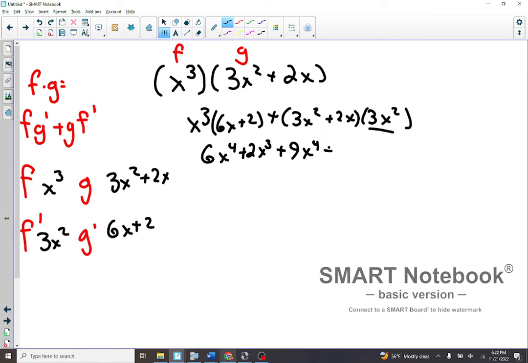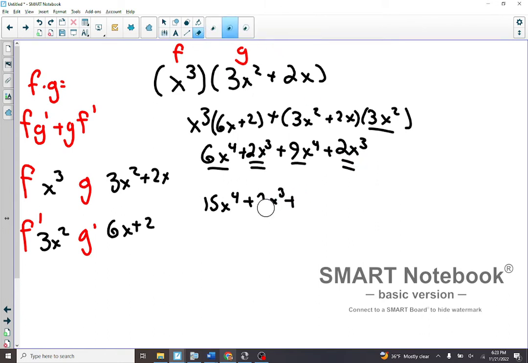9x to the 4th plus 2x to the 3rd. Yep, to the 4th, my bad. No, to the 3rd, that's right. And then, combining like terms, so 6x to the 4th, 9x to the 4th, 15x to the 4th, plus 2x to the 3rd, plus, oh, and then these combine actually, my fault. So that's going to be 4x to the 3rd.